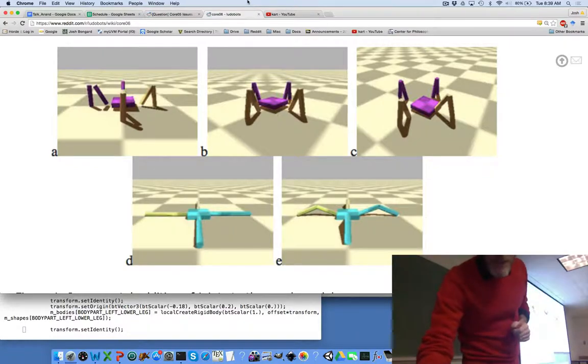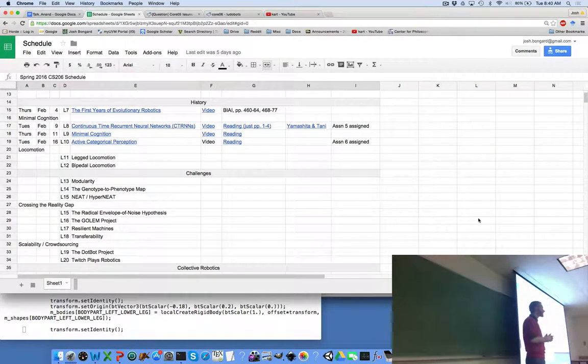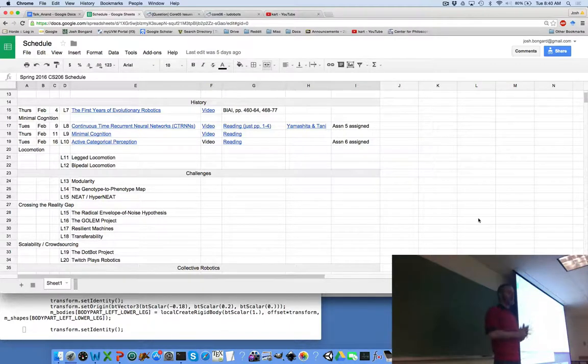Okay, let's jump back to the schedule for a moment. All right, we're working our way through the history of evolutionary robotics, and we're looking at a series of experiments which have collectively become known as minimal cognition experiments. A lot of what we see in evolutionary robotics experiments are sensor motor coordination tasks. Legged locomotion, object manipulation, these are all well and good for robotics, but our long-term goal, obviously, is to make adaptive and ultimately intelligent machines.